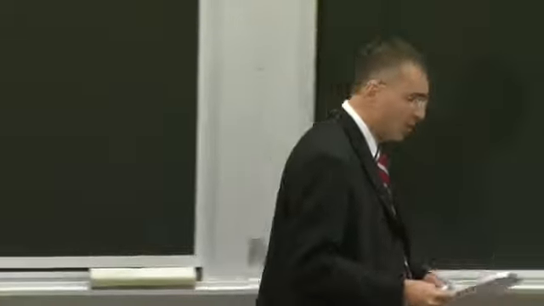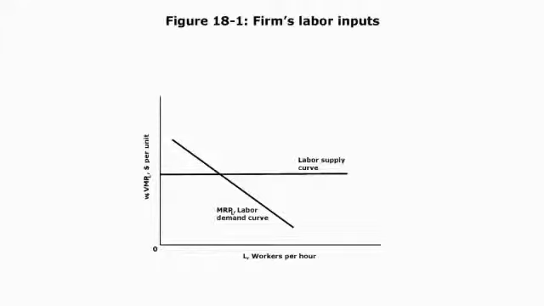We can see that graphically in figure 18.1. You've got a perfectly elastic labor supply curve, and then you've got a downward sloping labor demand curve. That labor demand curve comes from the profit maximization. The other way to think about how we get there, though, which is interesting, is to ask: how do we think about the marginal benefit versus the marginal cost of hiring another worker?